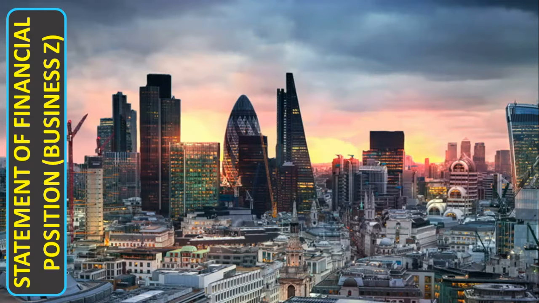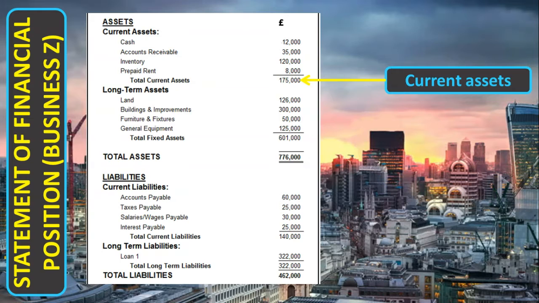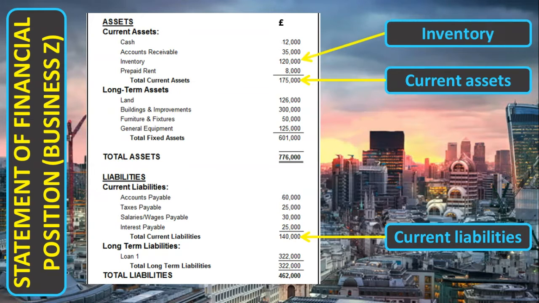In order to calculate liquidity ratios, it's important that you know what to look for on a statement of financial position, also known as a balance sheet. The information needed from the statement of financial position is as follows: current assets, which is shown here, current liabilities, and your inventory. These are the three things needed to calculate both ratios. Pause the video if needed to familiarise yourself with the statement of financial position. We only need these three bits of information to calculate the current ratio and liquid capital ratio for business Z.